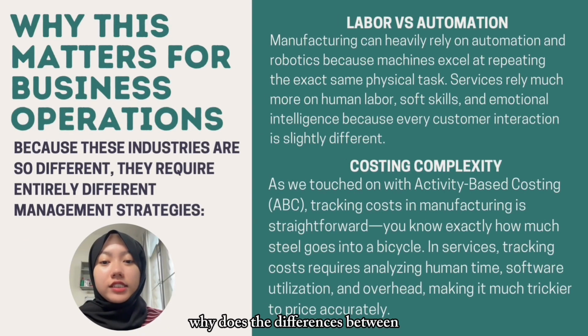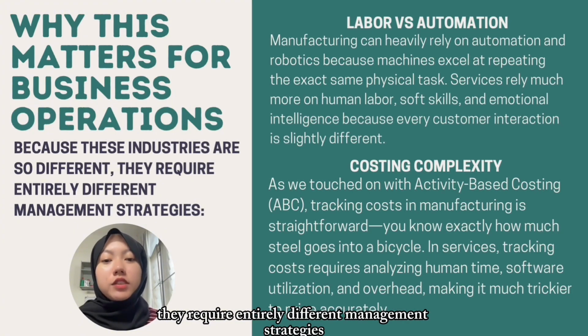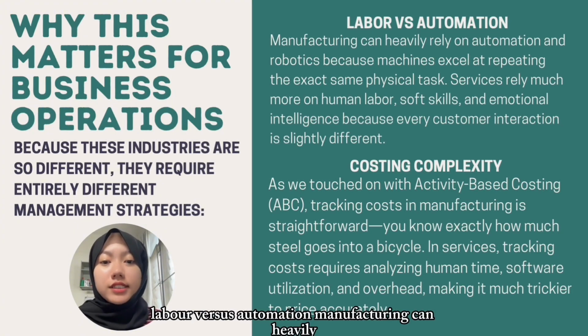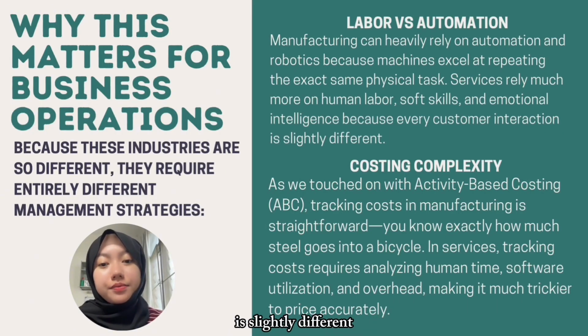Why do the differences between the service industry and manufacturing matter for business operations? It is because these industries are so different. They require entirely different management strategies. Labor versus automation. Manufacturing can heavily rely on automation and robotics because machines excel at repeating the exact same physical task. Services rely much more on human labor, soft skills, and emotional intelligence because every customer interaction is slightly different.